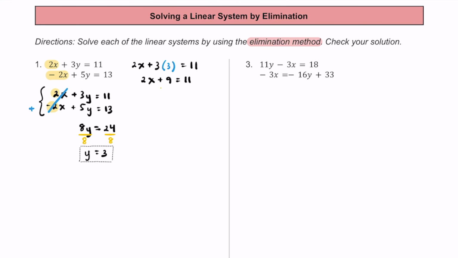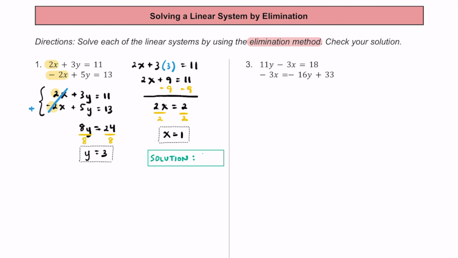Then we have a two-step equation here, so we can subtract 9 from both sides. If we do that, 9 minus 9 is 0, so we're going to get 2x is equal to 2. 11 minus 9 is 2. Then we can divide both sides by 2, and we can say that x is equal to 1. That would be the other part of our solution. So the solution we got here is the point (1, 3). This would be where the two linear equations intersect on the coordinate plane.